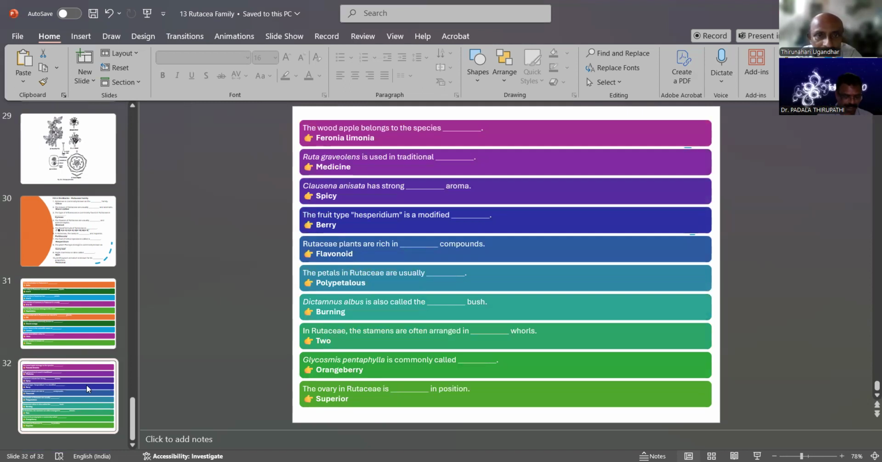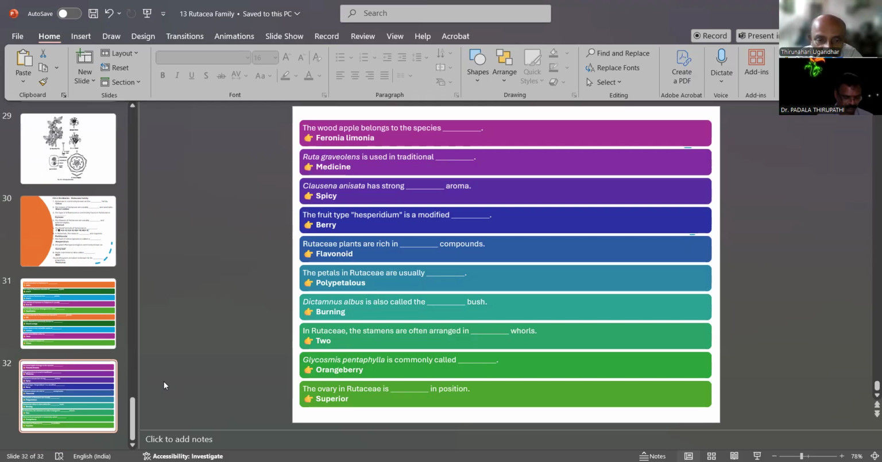The wood apple also belongs to the species Feronia limonia. Ruta graveolens is used traditionally in medicine. Clausena anisata is also known for its strong spicy aroma. The fruit type of Aegle marmelos is a modified berry. The Rutaceae plant is rich in flavonoid components. The petals in Rutaceae are polypetalous. Dictamnus albus is also called the burning bush.